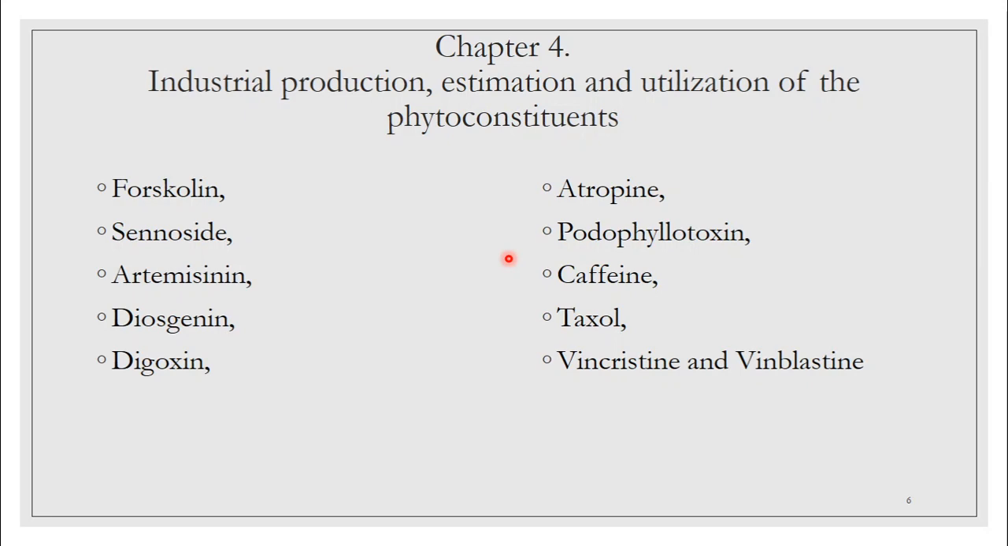What is the meaning of estimation? Means quantitative characterization of phytoconstituent by using various sophisticated methods. And utilization means use of phytoconstituent, which includes the therapeutic use as well as the pharmaceutical use. So in 3 words combined, industrial production means large scale production, estimation means the quantitative determination, utilization means various uses.